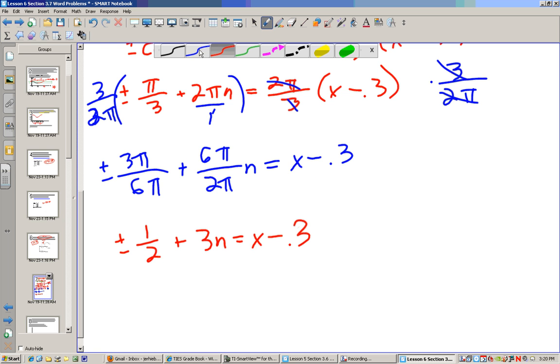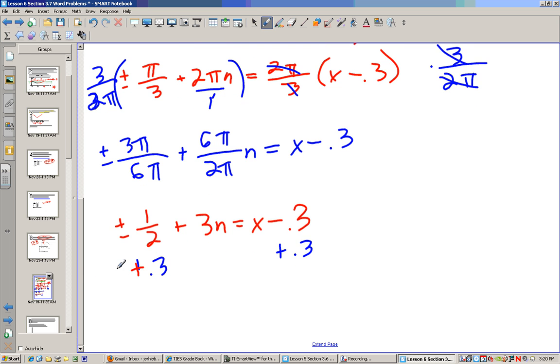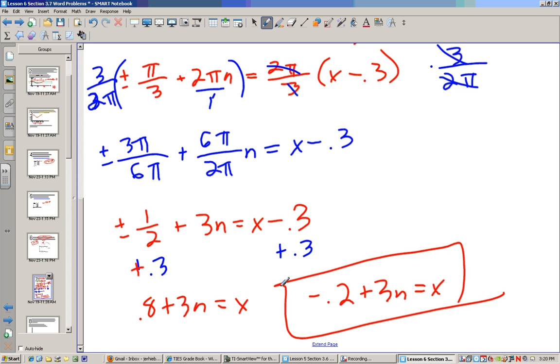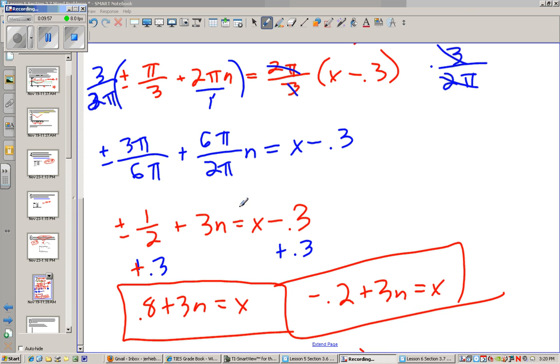So now what we do is we add 0.3 to both sides. And you could keep this in decimal form, or you could do it in fractions. But I think decimal might be easy because everyone knows this is 0.5. 0.5 plus 0.3 is 0.8. And negative 1/2, so negative 0.5 plus 0.3 is going to be negative 0.2 plus 3n. All right, those are my two equations for all of the values of x.